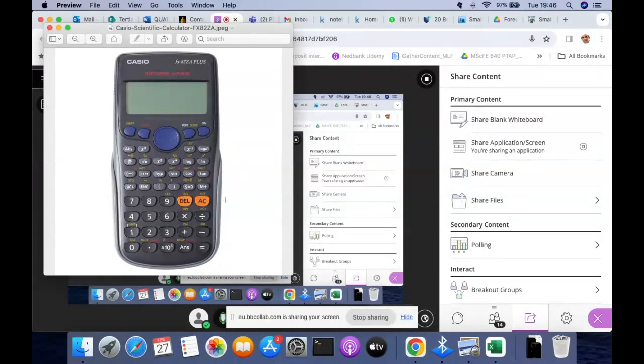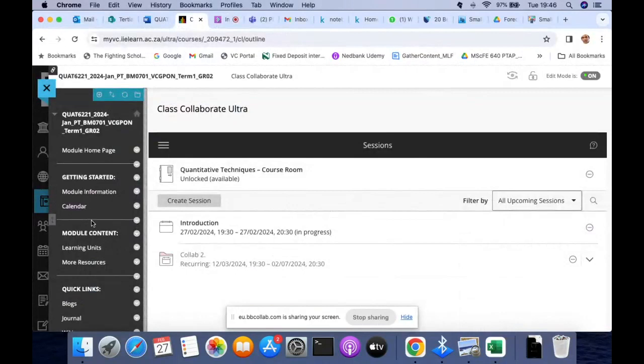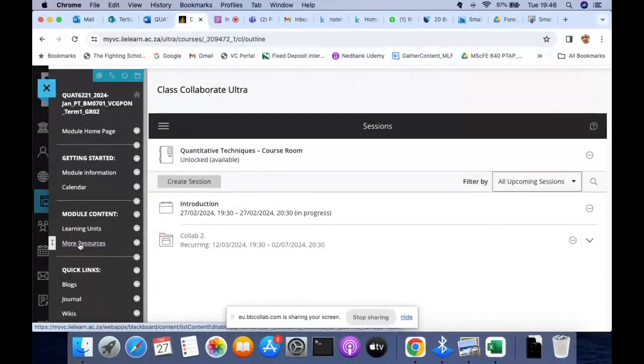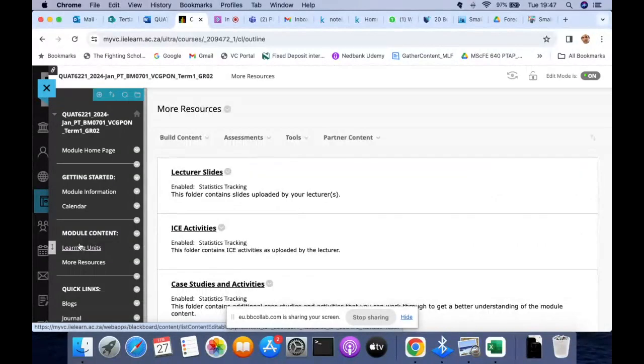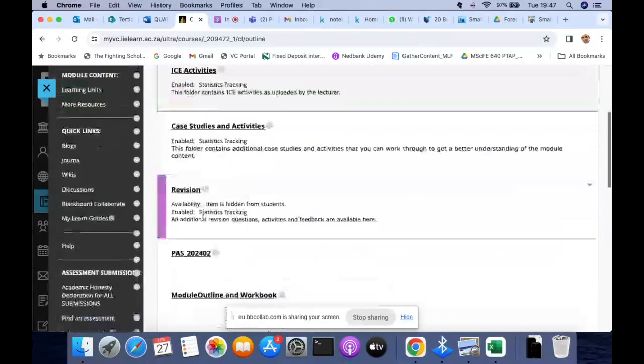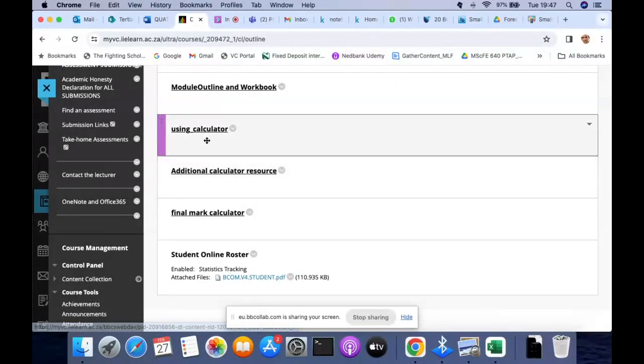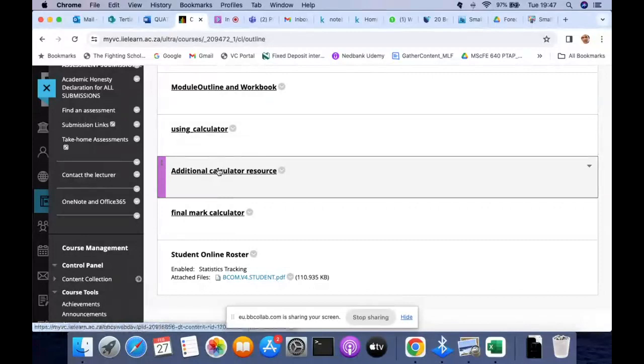Once you get it, on the VCLearn platform, there's some resources on how to use it. So I'm going to go there now. If you look at my screen, on the left, you should see more resources. And under more resources, you will see here, using the calculator. You can click on that, and then there's an additional calculator resource. So you can click on those two and read through it, and practice with your calculator. It's very important that you become proficient with it.